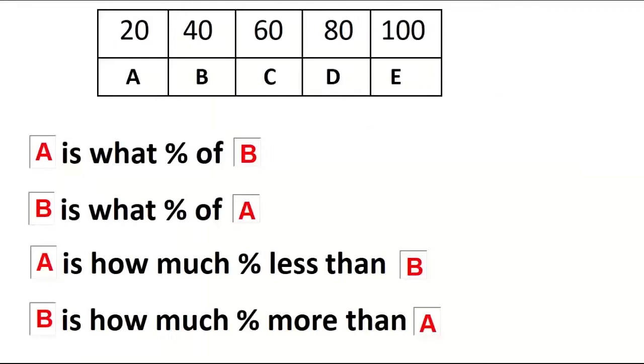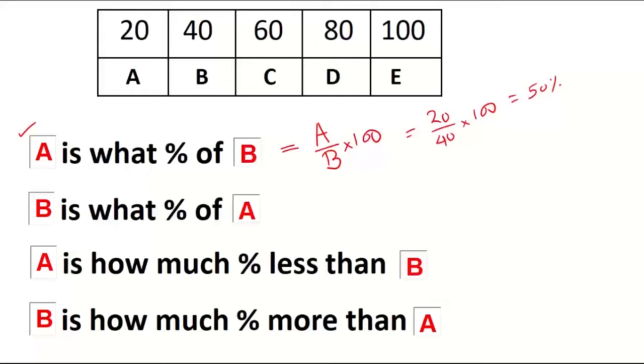So the value of A is 20, B is 40, C is 60, D is 80 and E is 100. The first question is A is what percent of B? So we have to compare A in terms of B. The basic formula is A over B into 100, which will give me 20 over 40 into 100, which is 1 by 2. 20 by 40 is 1 by 2. It's 50%.